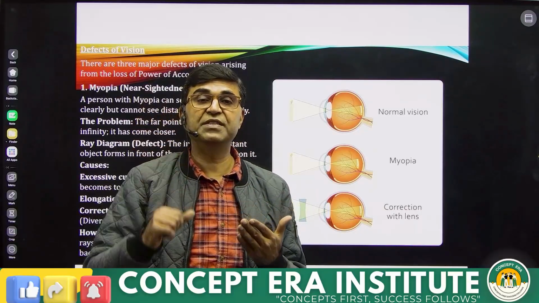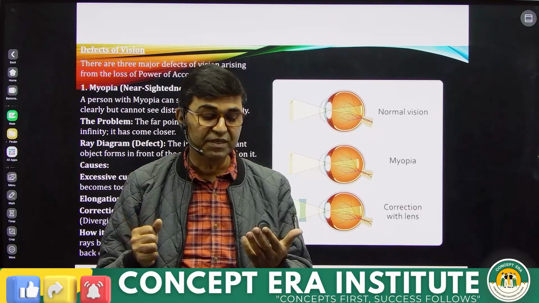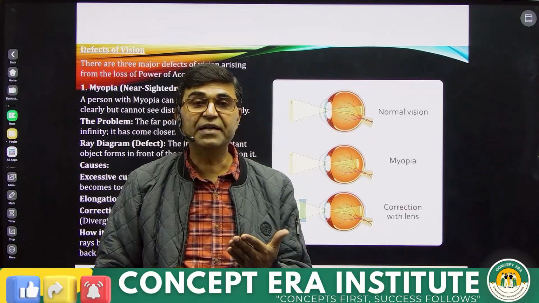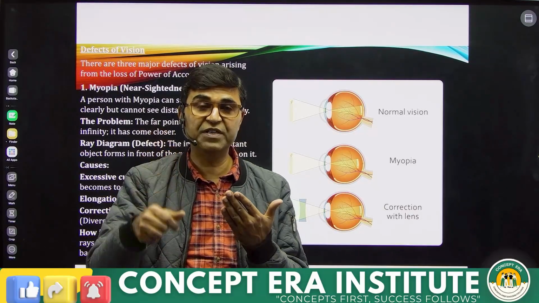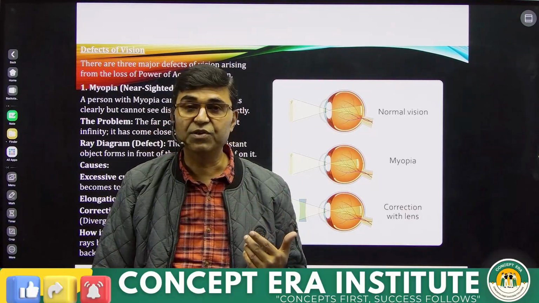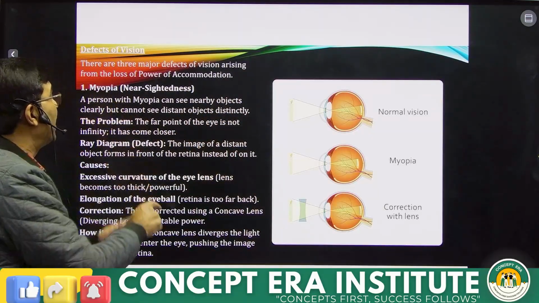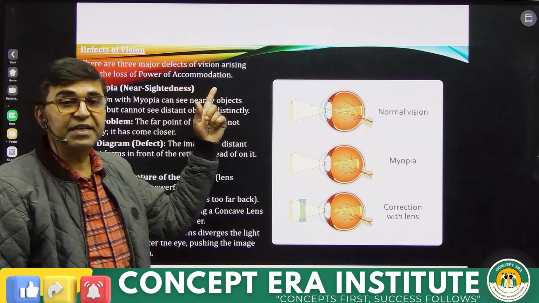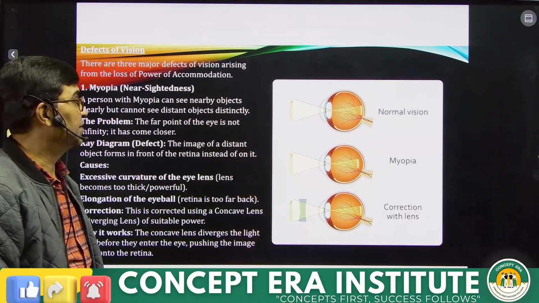But if a person is able to read properly but not able to see the distant objects properly, like he is not able to drive but he can read properly, in that case his near vision is okay, but his far vision is defective. That defect is called myopia. Myopia is also known as nearsightedness because the near vision is alright and the far vision is defective.